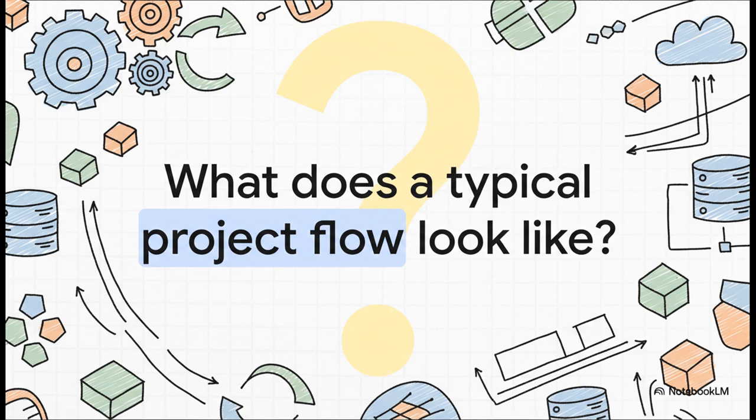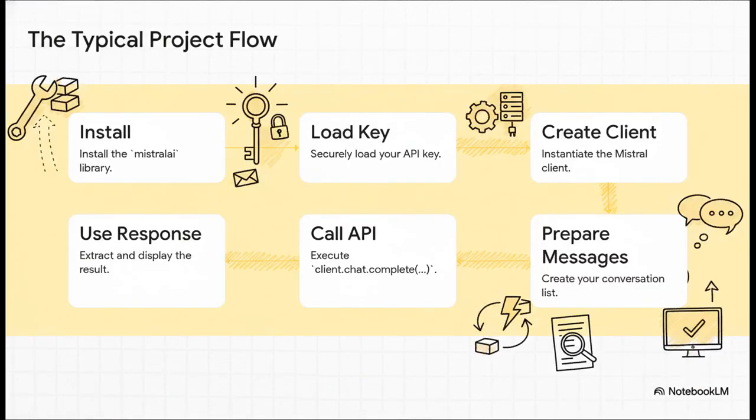So we've looked at all the individual parts, right? The key, the client, the messages. But what does it actually look like when you put it all together in a real project, from start to finish? Let's walk through that flow. And this is it, the whole flow on one slide. You've got your one-time setup stuff, install the library, load your key, but after that, it's the same simple loop every single time. You create your client, you prepare your list of messages, you make the API call, and then you just grab the text from the response and do something with it. That's the pattern. It's that repeatable flow you'll use to build pretty much anything.